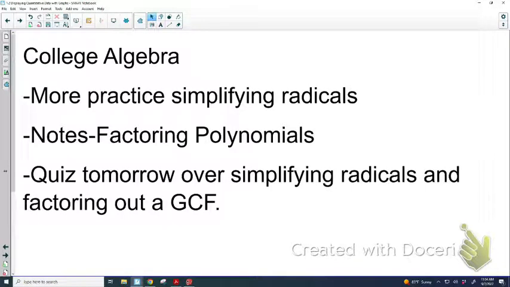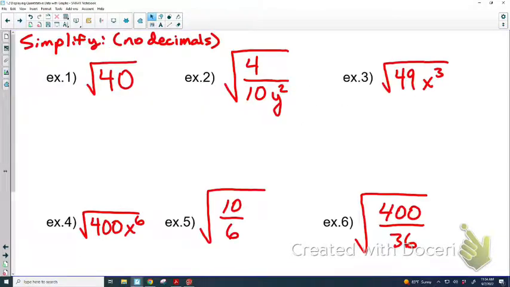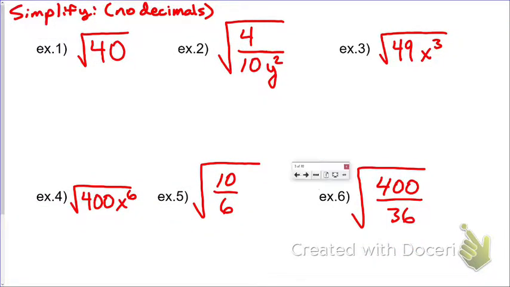In college algebra, we practice simplifying radicals and factoring polynomials. So maybe hit pause and try to simplify these without help. Remember, no decimals. All right, I'm going to go ahead.